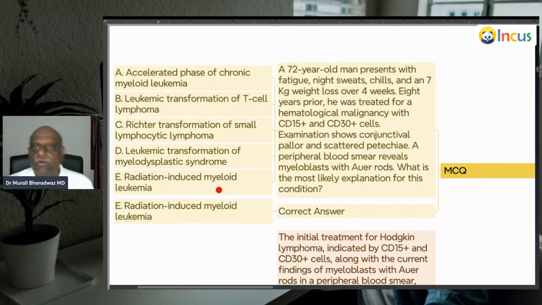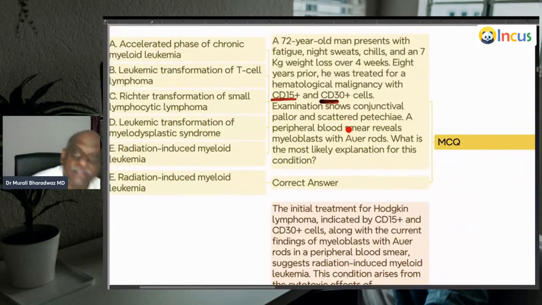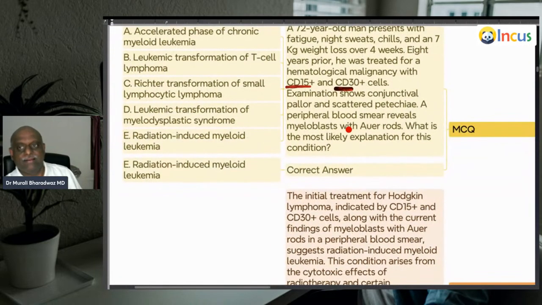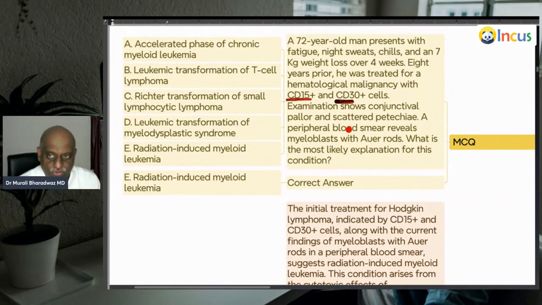A 72-year-old woman presents with fatigue, night sweat, chills and 7 kg weight loss. She was treated for a hematological malignancy with CD15 positive and CD30 positive cells. Means what? Hodgkin's lymphoma. So, a peripheral blood smear reveals myeloblasts with Auer rods.